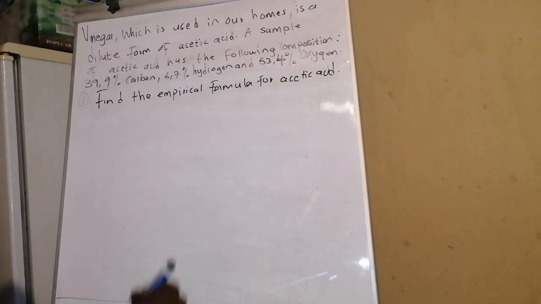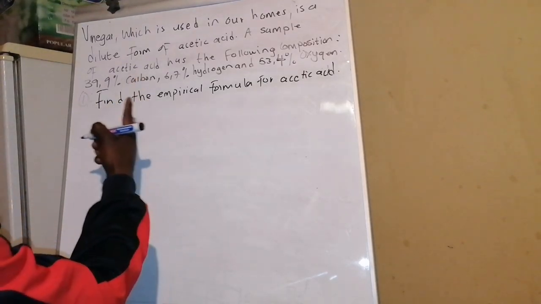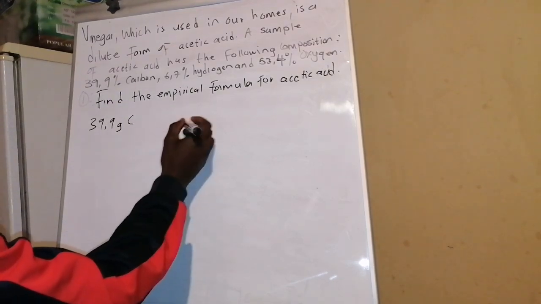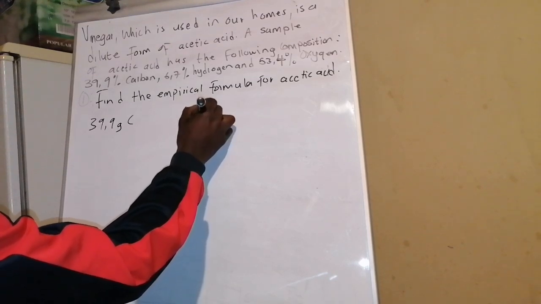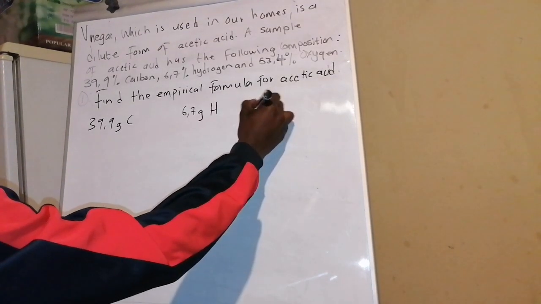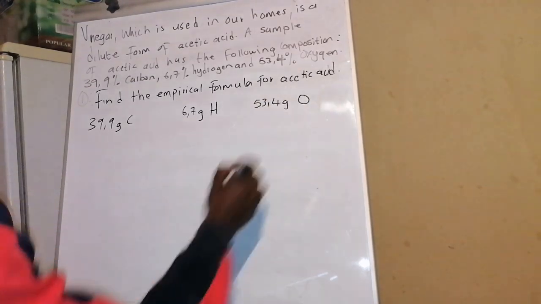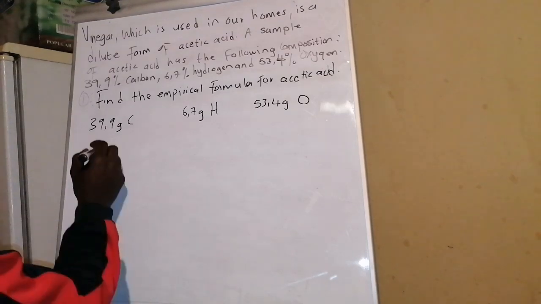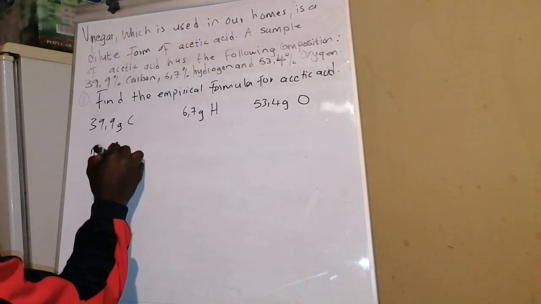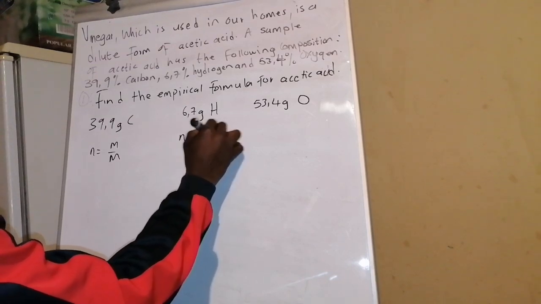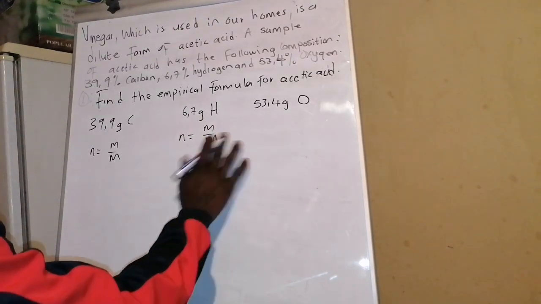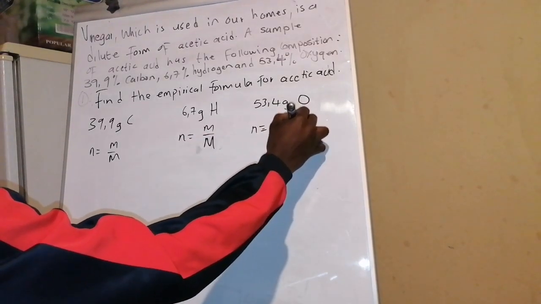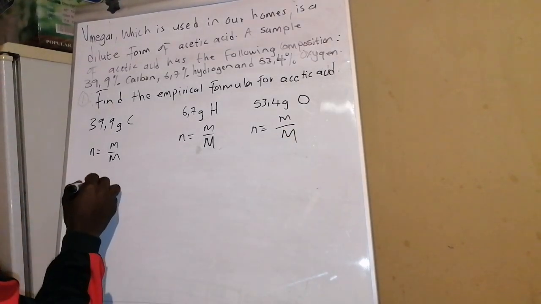The first thing you need to do is convert the percentages to grams. 39.9 gram carbon, you put the C there, 6.7 gram hydrogen, and 53.4 gram oxygen. Then you check the first step on the notes that I gave you. Now you find the number of moles for carbon, the number of moles for hydrogen, and the number of moles for oxygen.